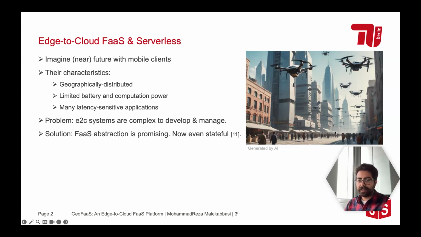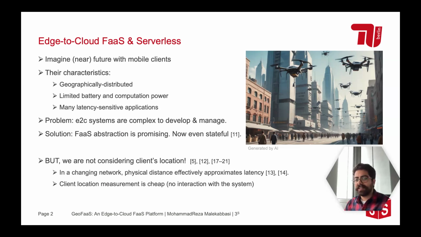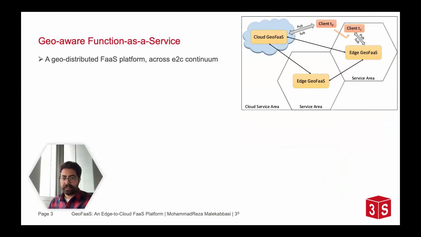But the widespread adoption of edge-to-cloud systems didn't occur due to complexities in their development and management. Function as a service for edge-to-cloud applications is a promising solution. Developers only need to write individual, by now even stateful, functions. But none of the existing edge-to-cloud FaaS platforms are geo-aware. Geo-routing serverless requests will decrease network traffic and ease load balancing, and location measurement itself needs no interaction with the system.